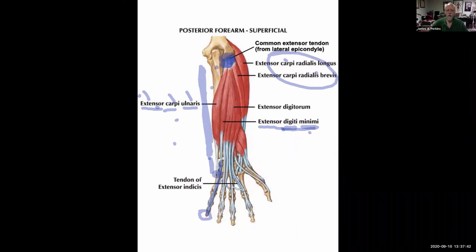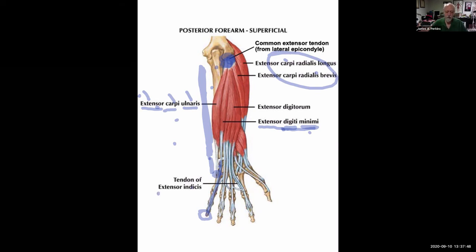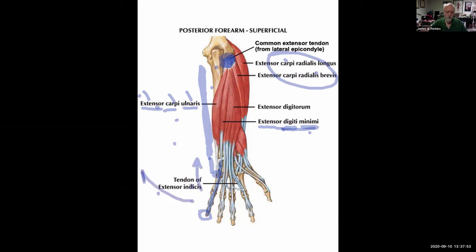But if extensor carpi ulnaris is contracting all by itself, it's going to have a tendency to pull up on the medial side of the hand, which is going to rotate the hand medially towards the body, which would be adduction, adduction with a D.